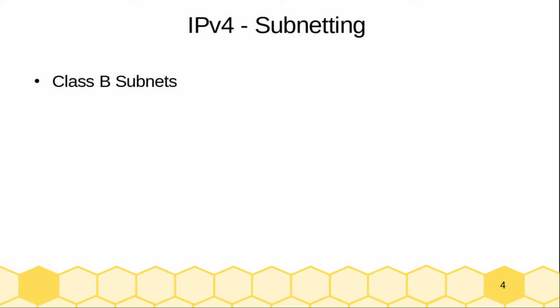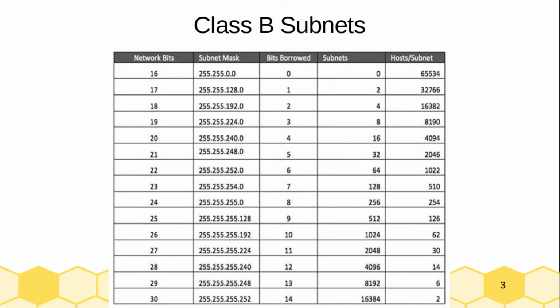In class B subnets, by default using classful networking, 14 bits are used as network bits, providing 2 power 14, which is 16,384 networks, and 2 power 16 minus 2 gives 65,534 hosts. A class B IP address can be subnetted the same way as a class A address by borrowing bits from the host bits. Below is the list of possible combinations of class B subnetting. As we also note, there are network bits, subnet mask, bits borrowed, subnets and hosts per subnet.